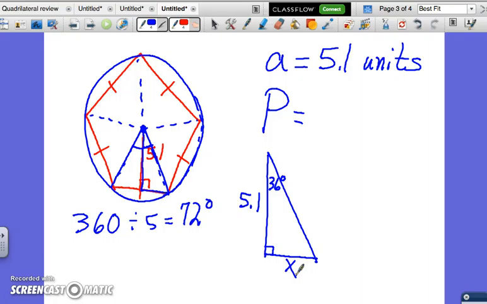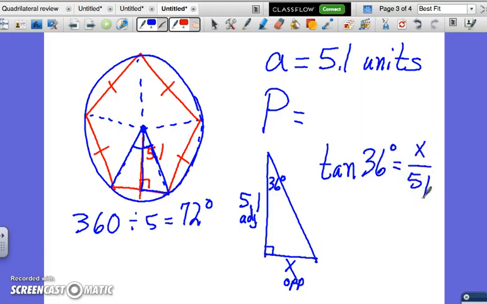Yes, your trig functions. So looking at this, going back to the blast from the past, here's the angle. This side is opposite. This side is the adjacent. So what trig function are we dealing with? Tangent. Tangent of 36 degrees is equal to x over 5.1. So we need to solve for this one.